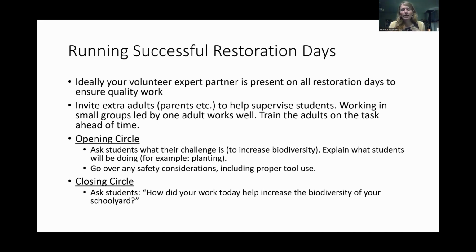And finally, it's the end of your hour and it's time for closing circles. So you circle everyone up. And this is another great chance to connect to the unit. So you can ask your students, how did your work today help increase the biodiversity of your schoolyard? And hopefully they will talk about food webs, and it's a really great way to help them make that bridge between the work they're doing and what they learned in the classroom.